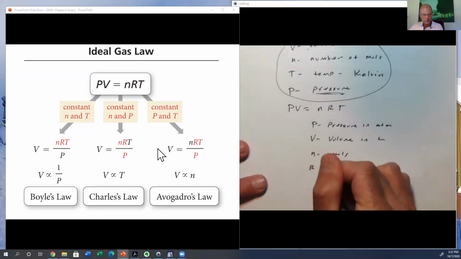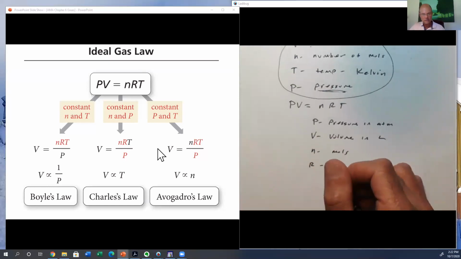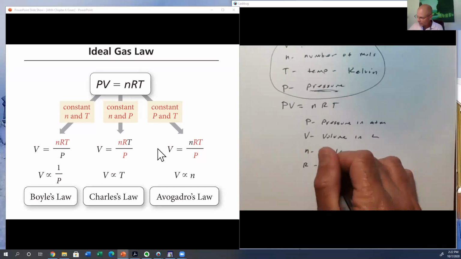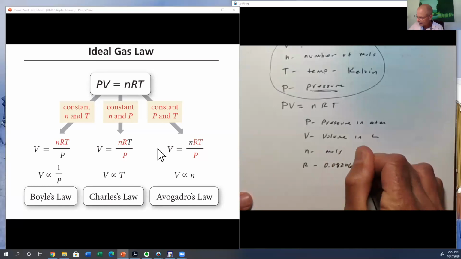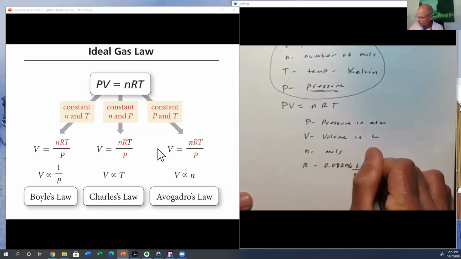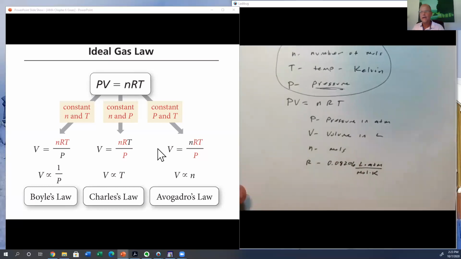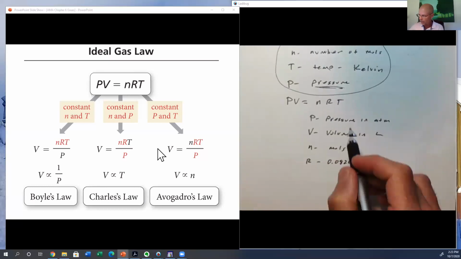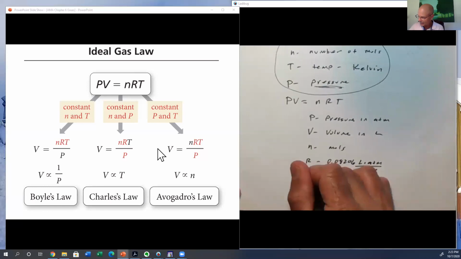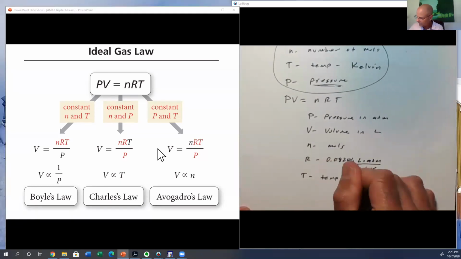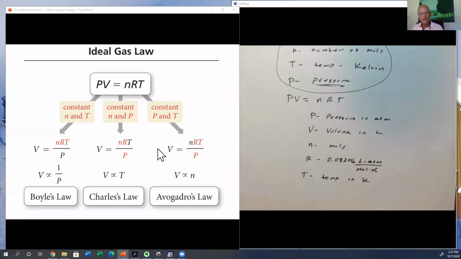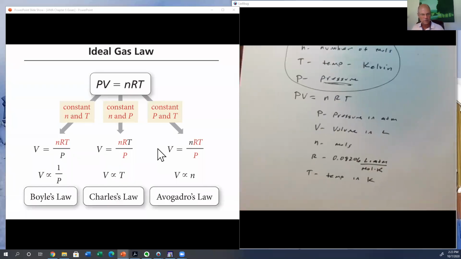R is called the ideal gas constant and has a value of 0.08206 liter atmosphere per mole Kelvin, all right? And which is one reason that you have to have all these things in the right units. And then lastly, T is the temperature in Kelvin, right? So all gas calculations are going to be done in Kelvin, all right?